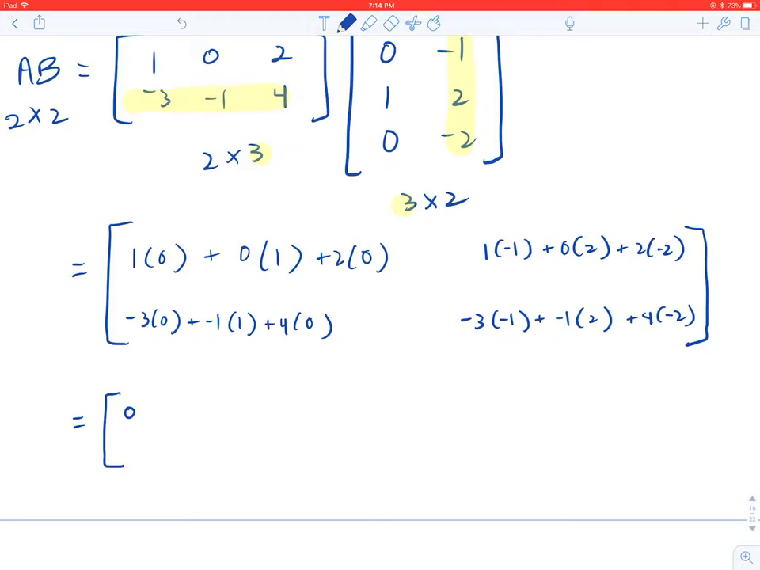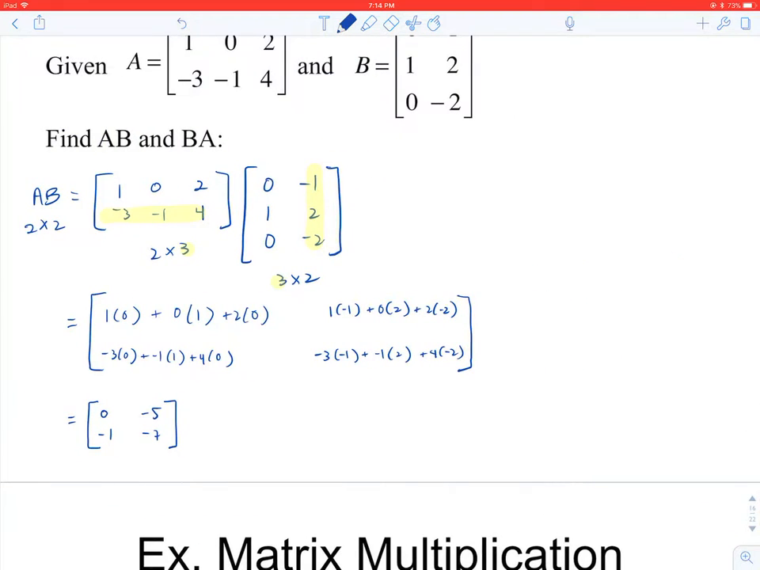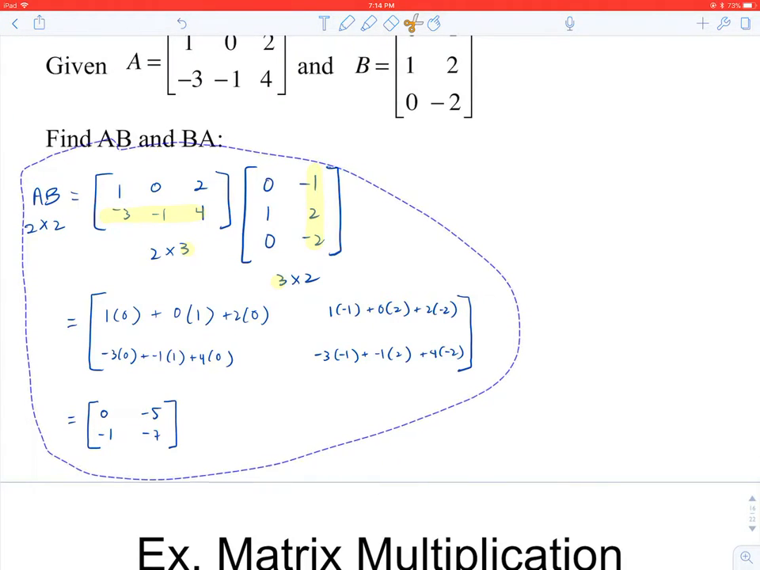So we get 0, negative 5, negative 1, and 1, negative 7. Okay, and then let's look at finding B times A.